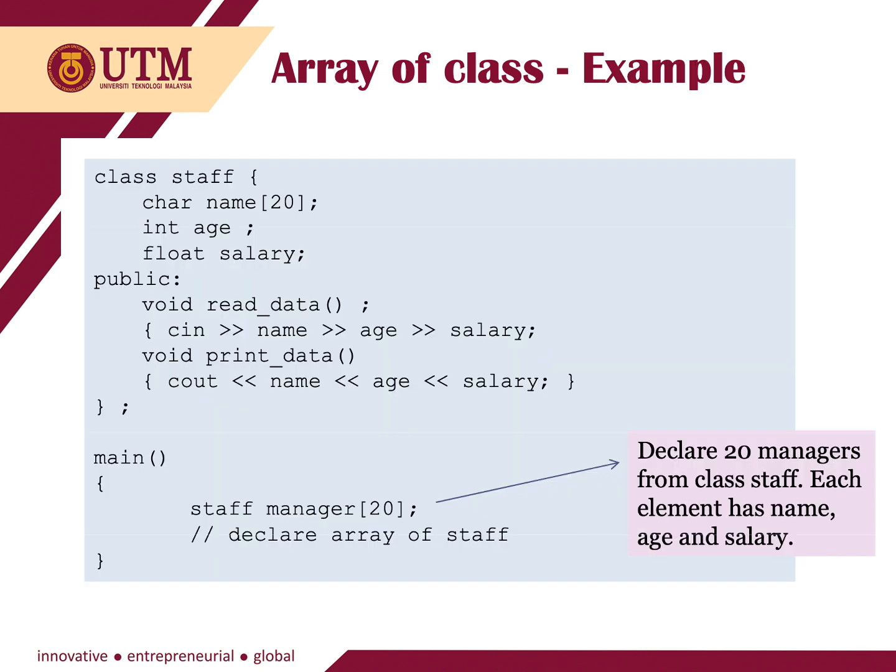This is a simple example of an array of class. As I mentioned earlier, this is our class, so our class name is staff. This is the attributes for the staff: name, age, salary. So this is considered as functions. So this one, staff manager 20 here, means that we declare 20 managers from class staff. So each element will have a name, age, and salary.